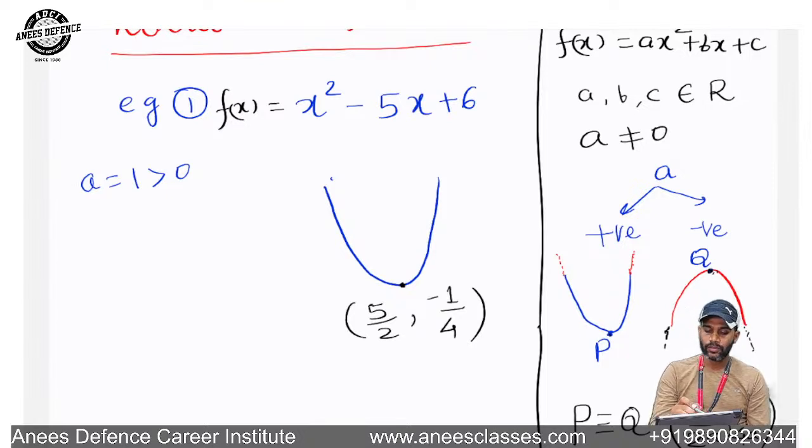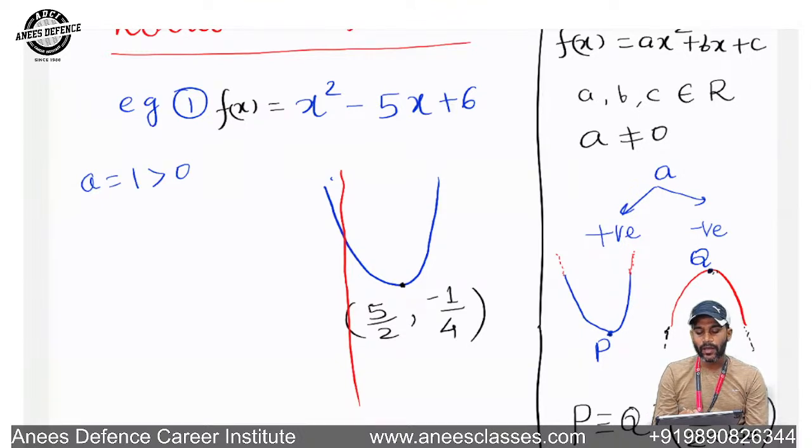So the y axis would be somewhere on the left hand side of this point of symmetry. Why? Because 5 by 2 is positive, and on the y axis, x is 0. So 0 should be on the left hand side of 5 by 2 because 0 is less than 5 by 2. So this would be the y axis.